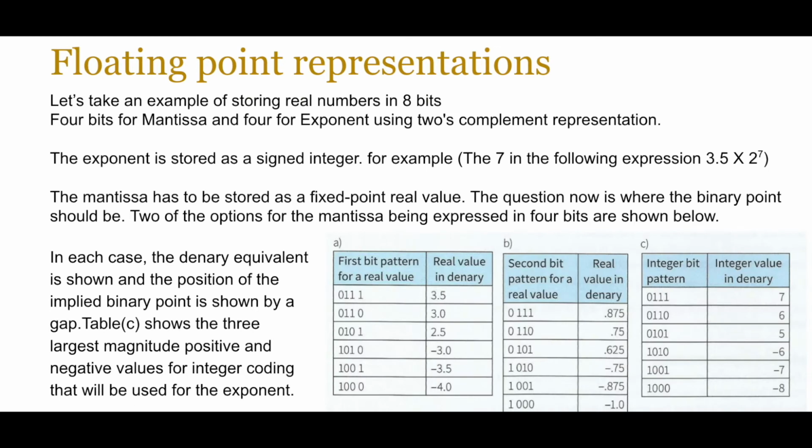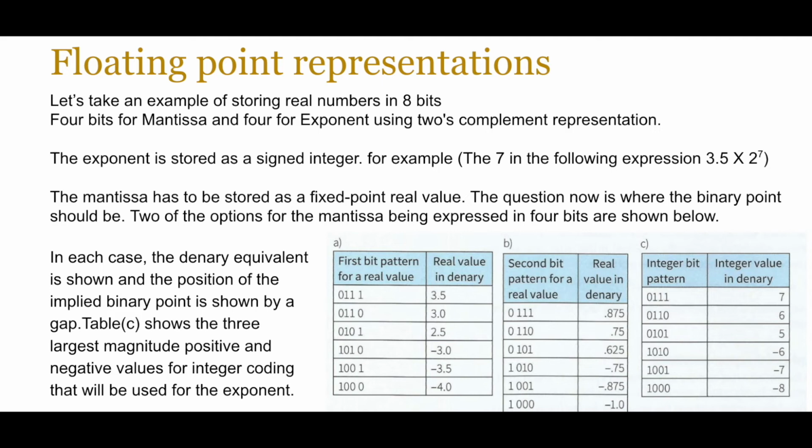So let's start looking at floating point representation in a bit more depth. The example that you will see is real numbers in 8 bits. So we're going to give 4 bits for the mantissa, 4 for the exponent, and we're going to use 2's complement representations. The exponent itself is stored as a signed integer.